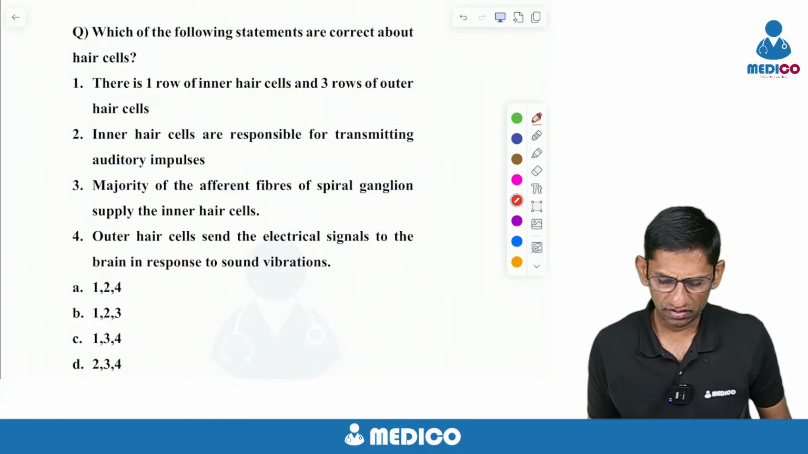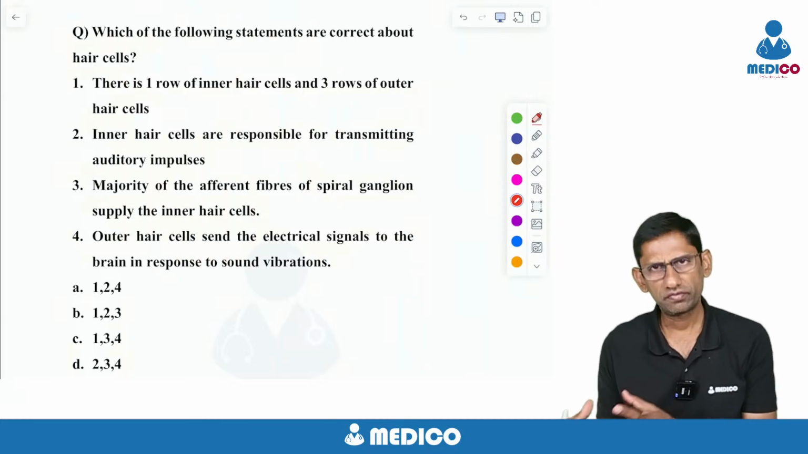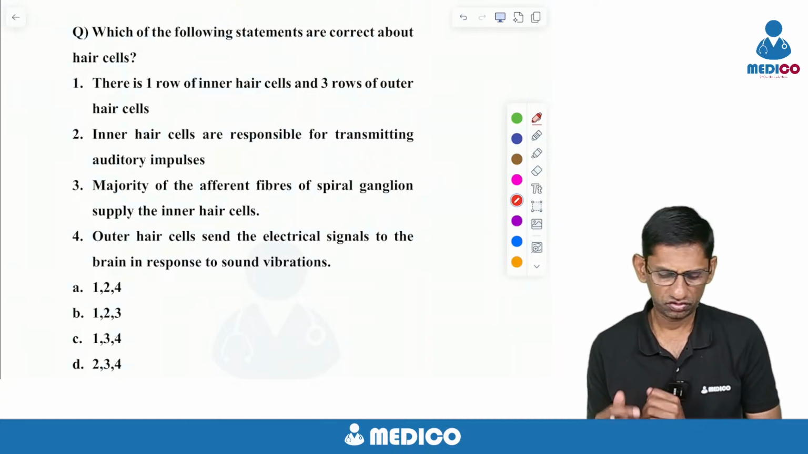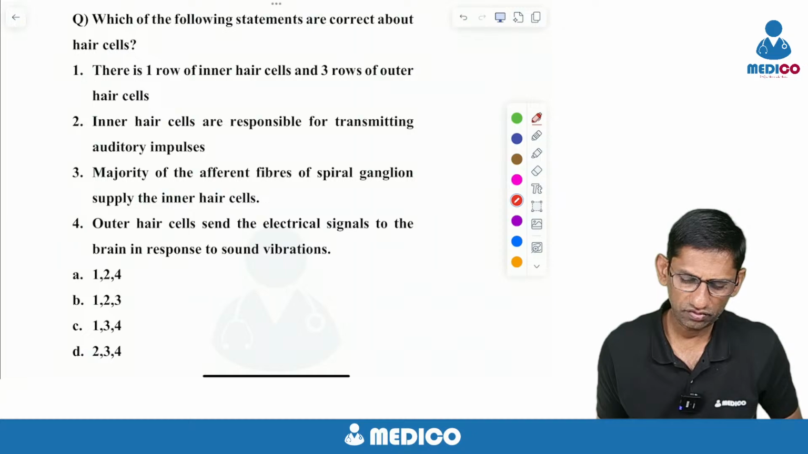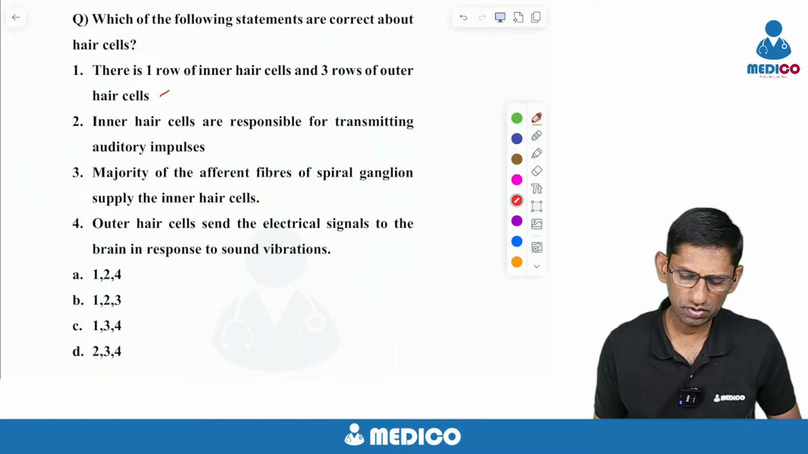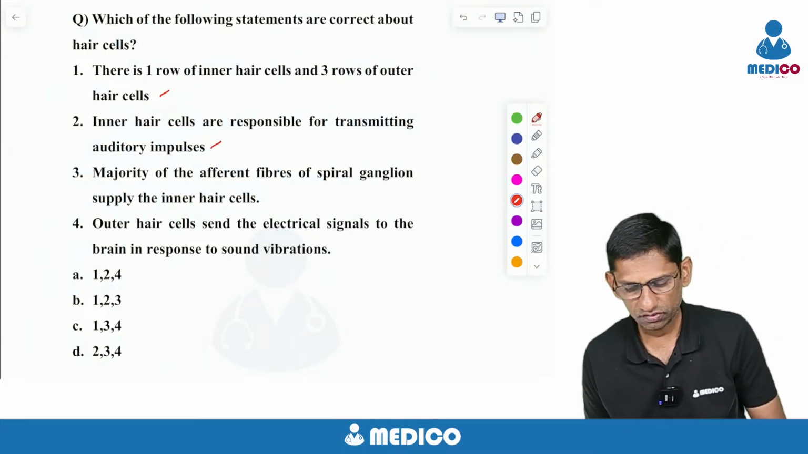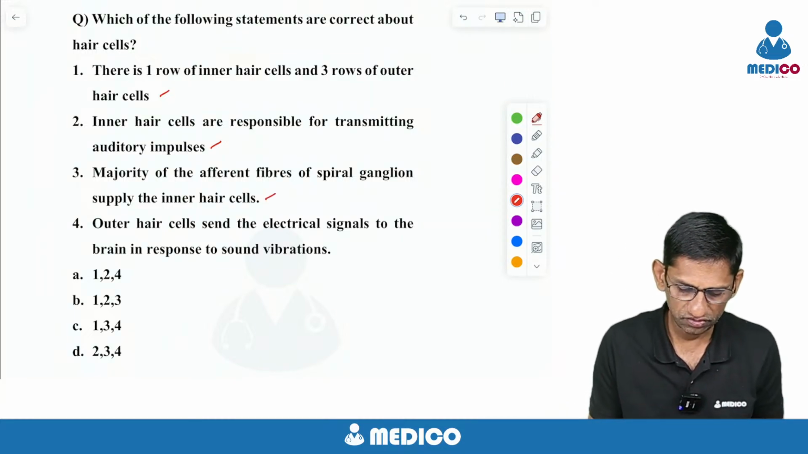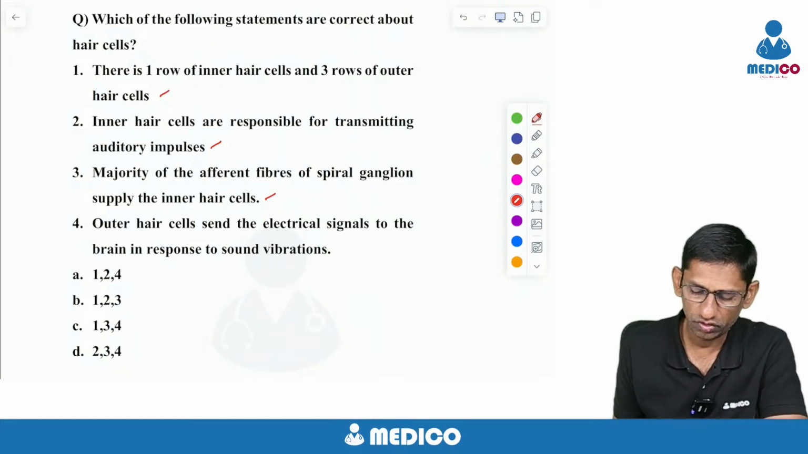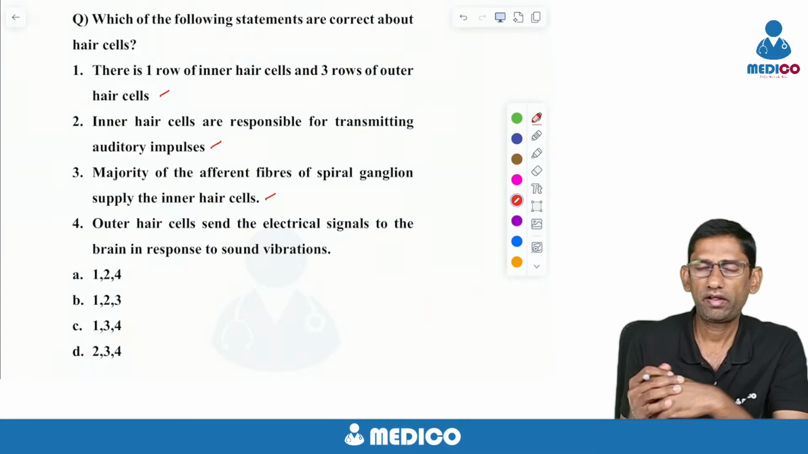Outer hair cells send electric signals to the brain in response to sound vibrations. Outer hair cells are afferent. That's what this statement means. So which is incorrect, which is correct? There is one row of inner hair cells and 3 rows of outer hair cells. Yes. Inner hair cells are responsible for transmitting the auditory impulse. Yes. The majority of the afferent fibers of the spiral ganglion supply the inner hair cells. Yes. And the statement that outer hair cells send signals to the brain in response to sound vibration is incorrect. The outer hair cells play more of an efferent role rather than an afferent role.